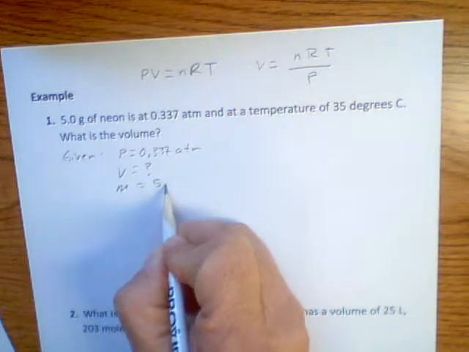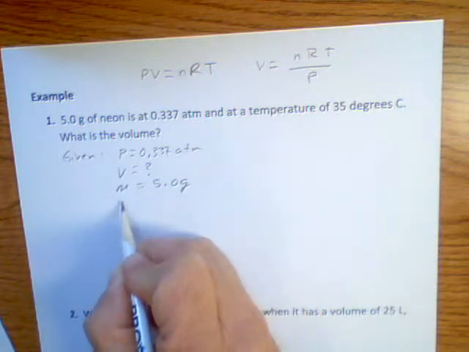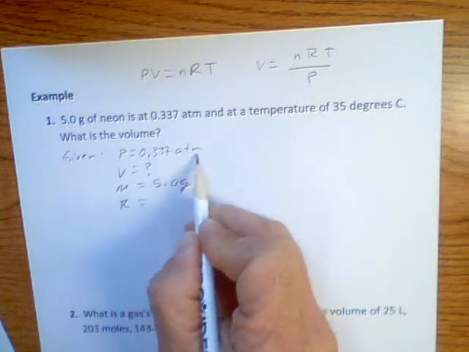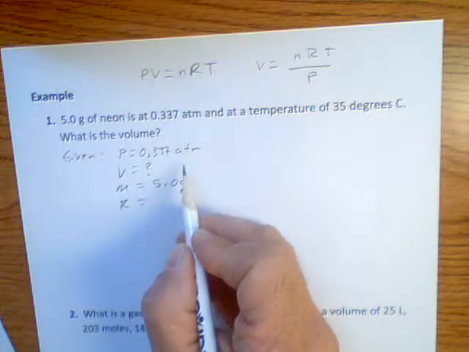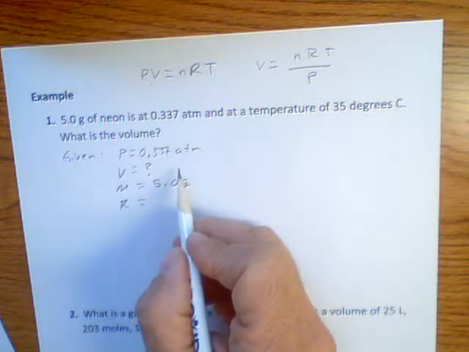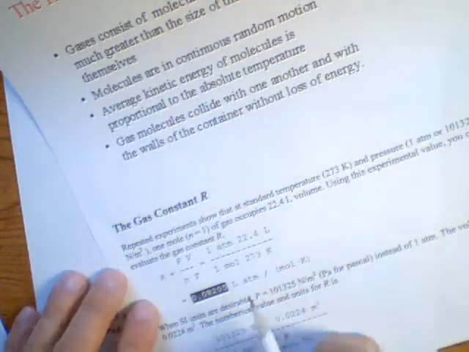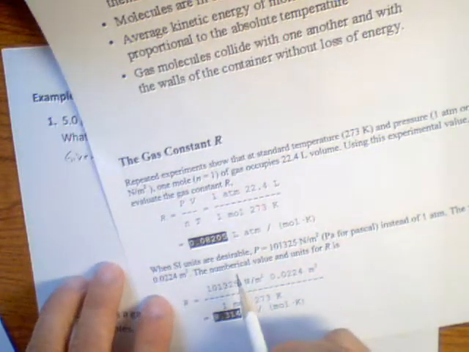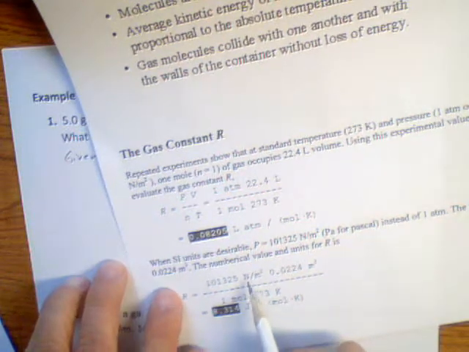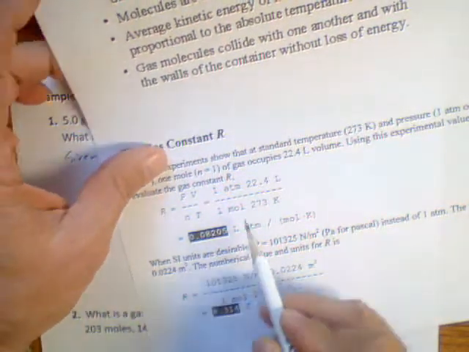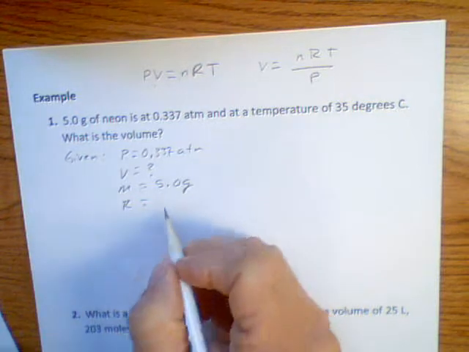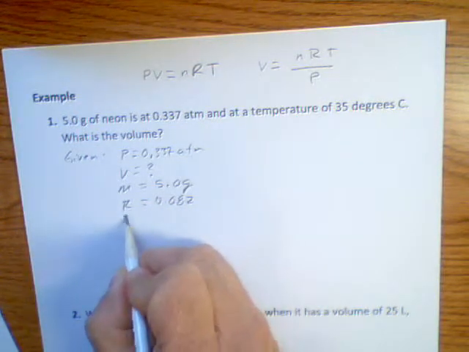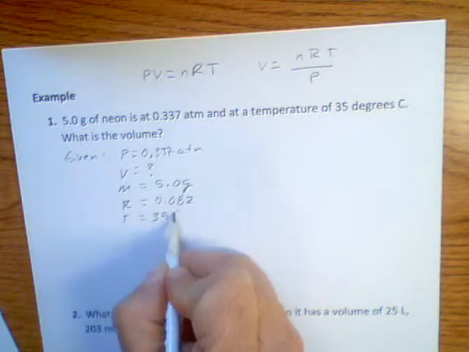Well, I'll write it down and we'll give it a think here in a minute. R, what R value? Well, because we're dealing in atmospheres, our R value is going to be 0.082. Remember, when we deal in pascals, it's going to be the other, but we're dealing in atmospheres, so it's going to be 0.082. And our temperature equals 35 degrees C.